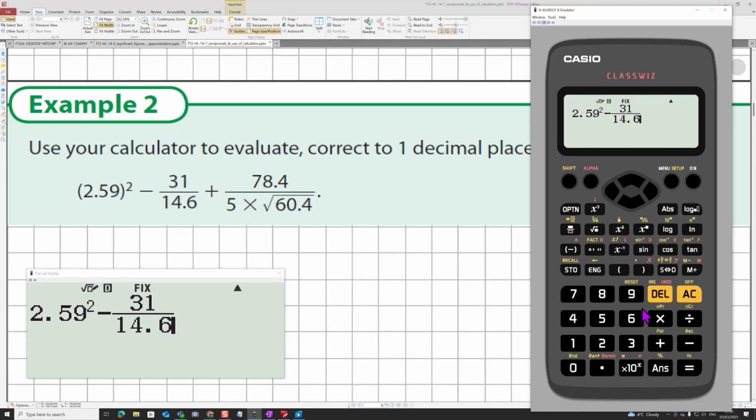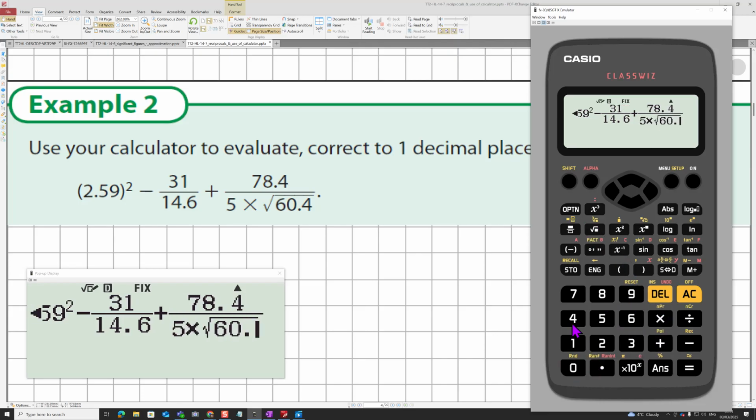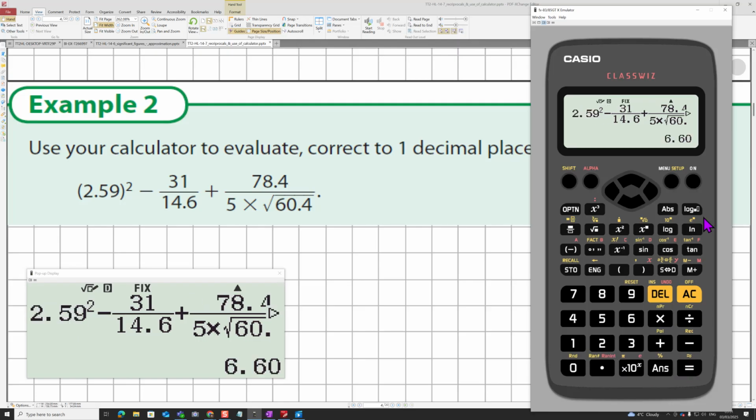14.6. Great. Escape from the denominator. Add and start a fraction. 78.4 downstairs, 5. I don't think you need it, but I risk it all though. No, I'm not risking it. Square root 60.4.